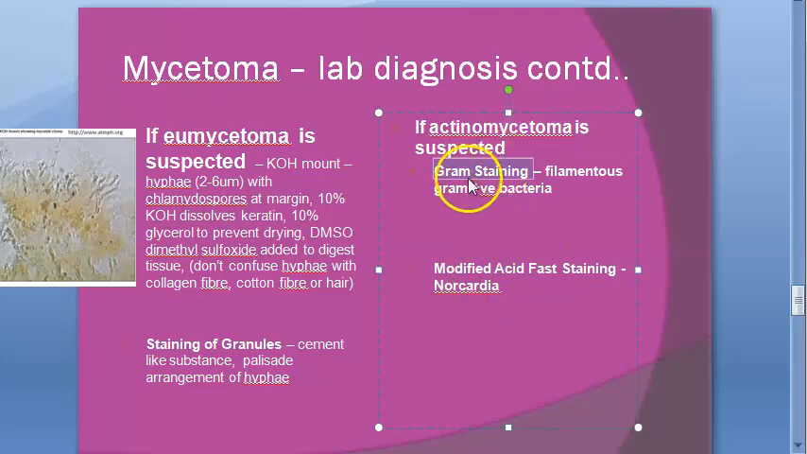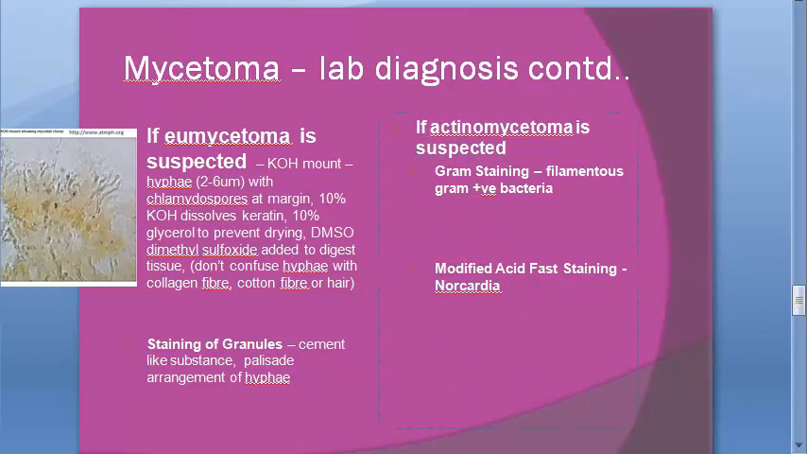Remember, you will do gram staining and you will see gram-positive bacteria. It will pick up the stain. So it is gram-positive filamentous bacteria. The examples of the bacteria that cause Actinomycetoma are Actinomadura madurae, Nocardia, and some Streptococcus also, right? No, it is Streptomyces, guys, Streptomyces.